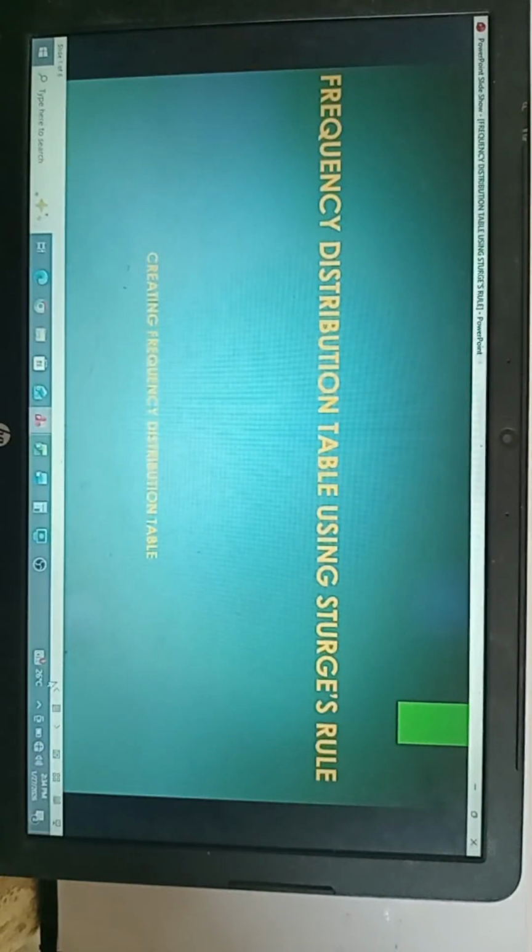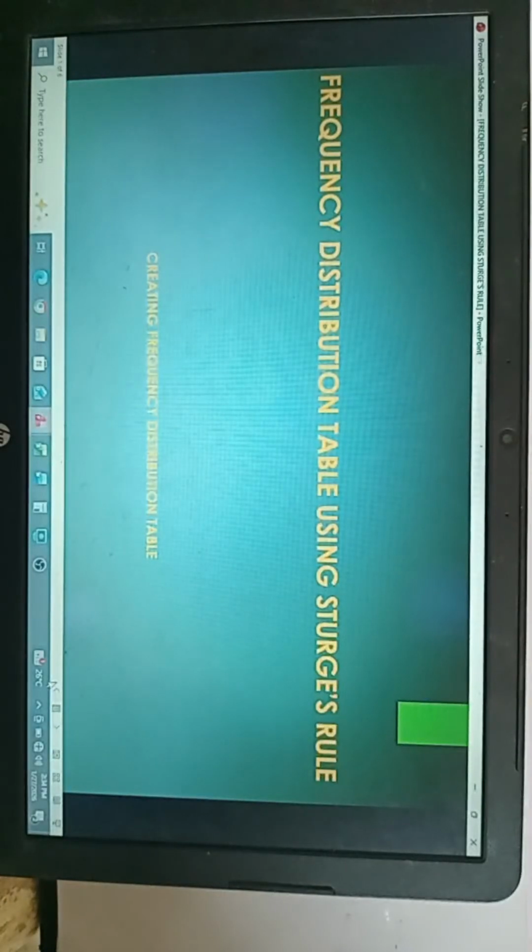And data in its raw form, we cannot easily determine the frequency of the data, or even make any form of calculation. Using this Sturge rule, it's going to make the frequency distribution table. It's going to make things easier for us. It's going to summarize the data set for us.